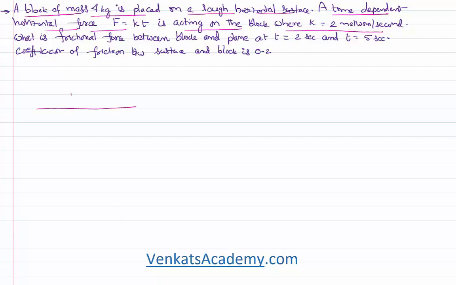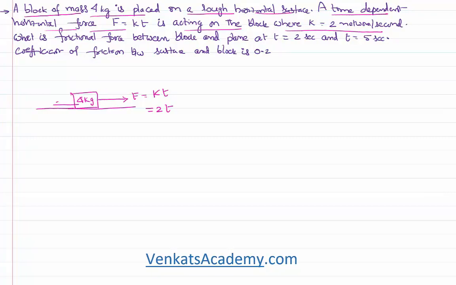There is a body on a rough horizontal surface, of course, whose mass is 4 kilograms. On this there is a force acting, F equal to kT. Of course, K value is given as 2, so F is simply 2T Newton. It is obvious that the frictional force will try to oppose the relative motion and acts against the applied force. If the applied force is more than the frictional force, the body will move from left to right.